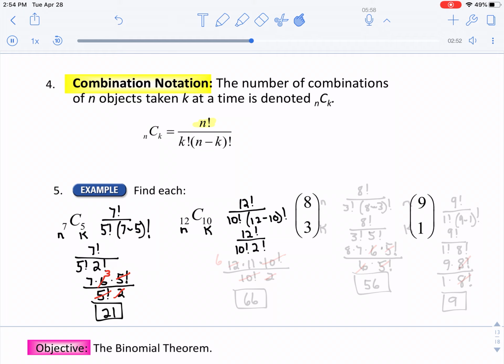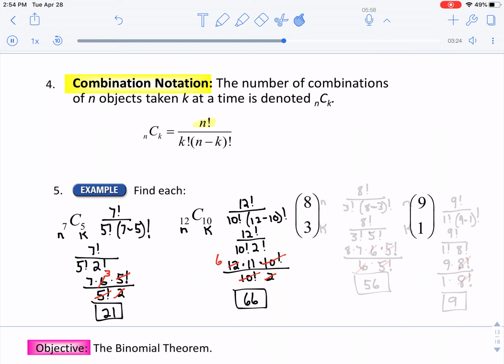And the 12 factorial I'm going to rewrite as 12 times 11 times 10 factorial, over 10 factorial times 2 factorial, but 2 factorial is 2 times 1, which is 2. Now I'm ready to reduce. The 10 factorial and the 10 factorial reduce. The 2 and the 12 reduce to 1 and 6. And 6 times 11 is 66, and 66 is the answer.